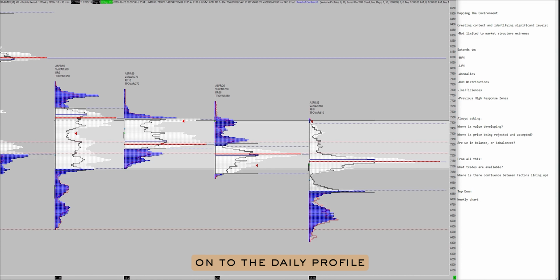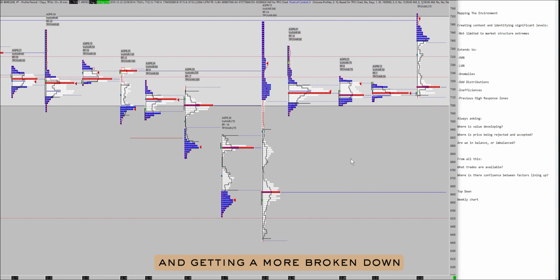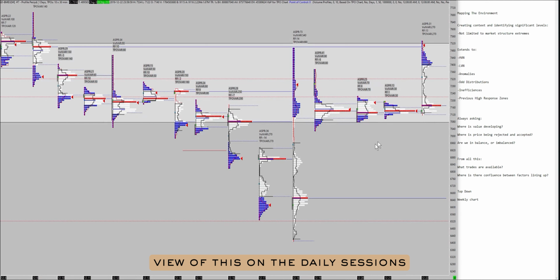And then getting down onto the daily profile and getting a more broken down view of this on the daily sessions. So seeing where we have signs of imbalance, where we have signs of balance, where we have structural anomalies, whether we're looking at, in this case, this single print zone over here, to identify the market probably would find resistance off of this level, which it did.